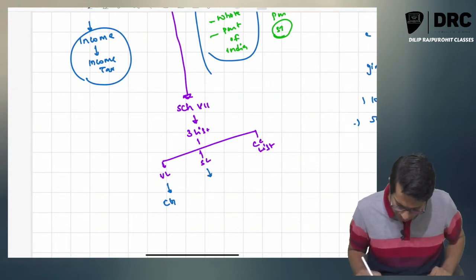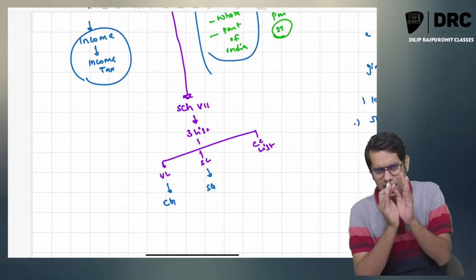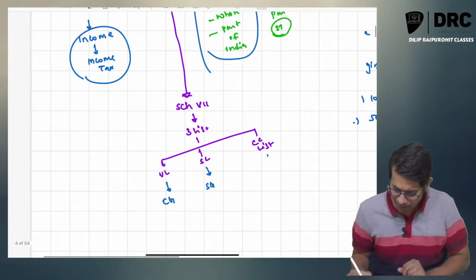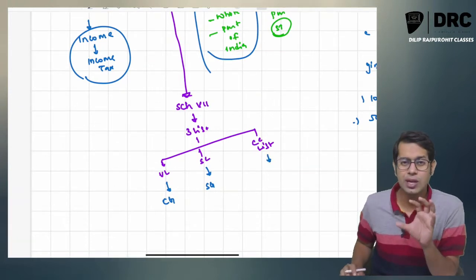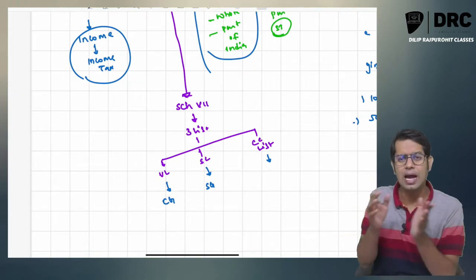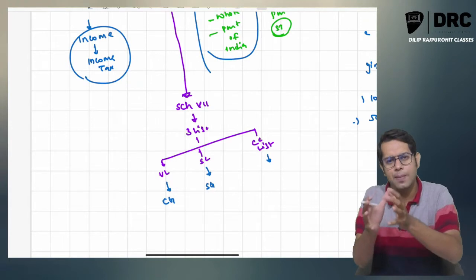Similarly, state list contains various different activities in respect of which the exclusive power is given to the legislature of the state to make the law. And concurrent list does not talk about any tax law, but they talk about general law for the betterment of India, wherein both central government and state government can jointly come together and make a law.